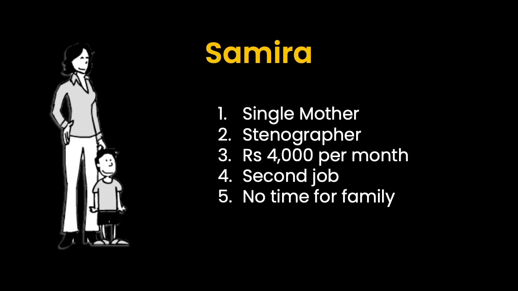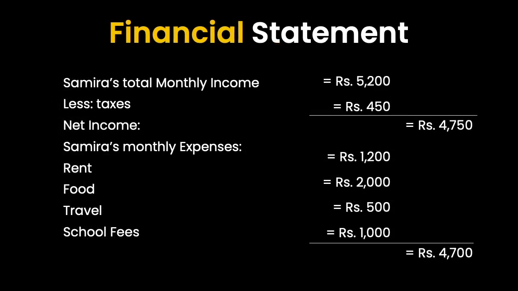So Samira's gross pay was 5,200 rupees. She paid taxes of about 475 rupees, which left her with about 4,750 rupees. This was her income statement, and this is where she was currently. Her monthly expenses were a rent of 1,200 rupees, food, which cost about 2,000 rupees, travel of about 500, and school fees of about 1,000 rupees.